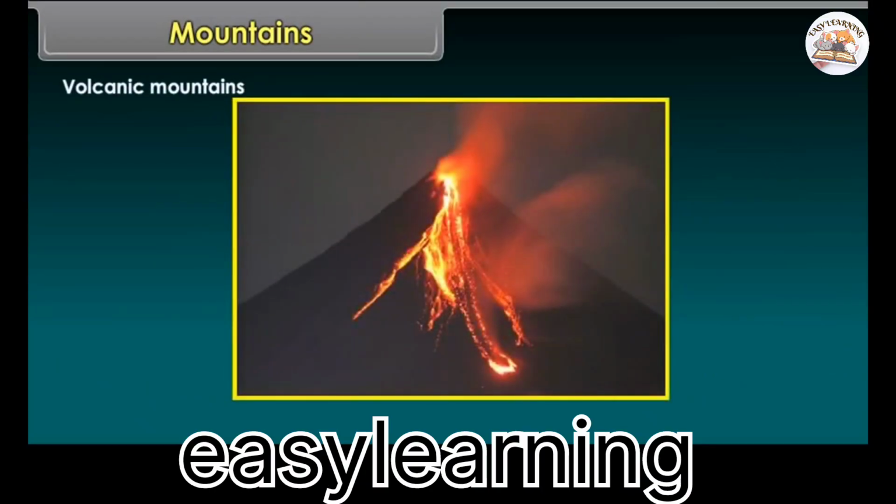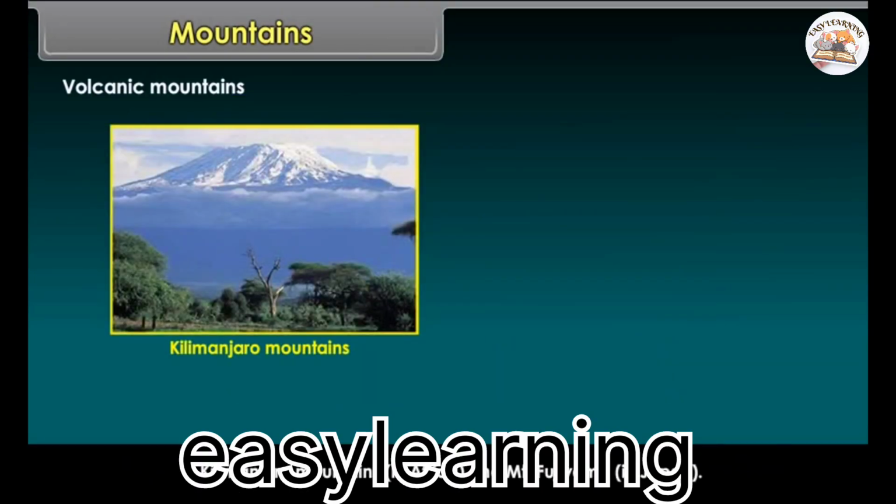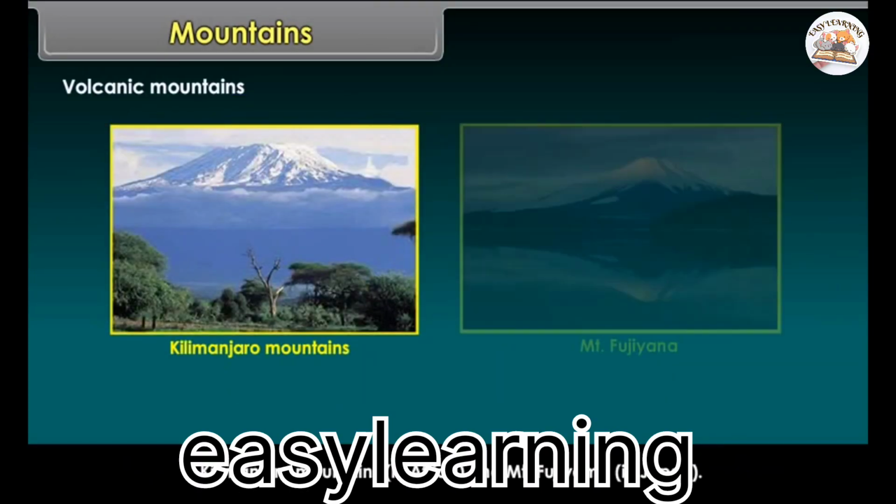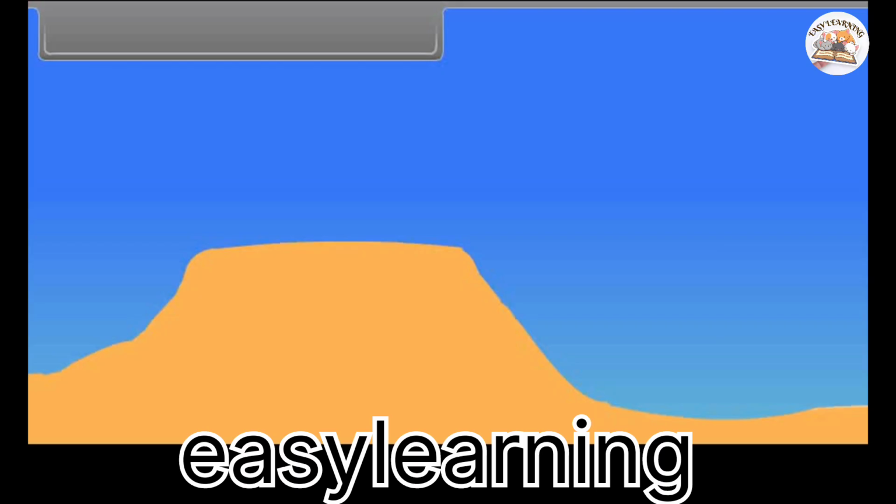Volcanic mountains. Whenever there is an eruption of volcano, the lava comes out and spreads around the volcanic pipe. With the passage of time, this lava solidifies and gives rise to a cone-shaped mountain called volcanic mountain. Examples are Kilimanjaro Mountains in Africa and Mount Fujiyama in Japan.